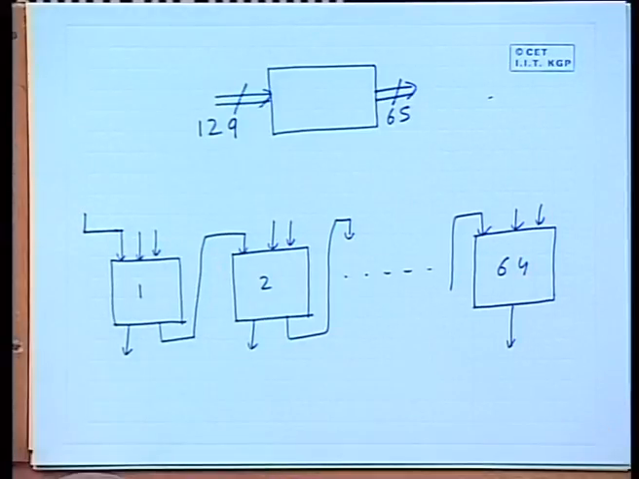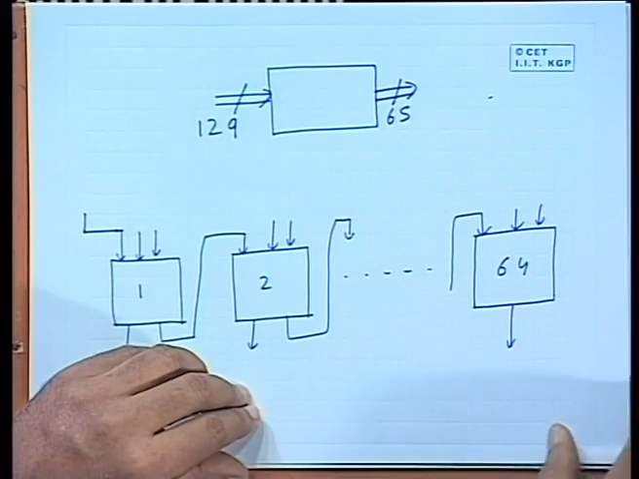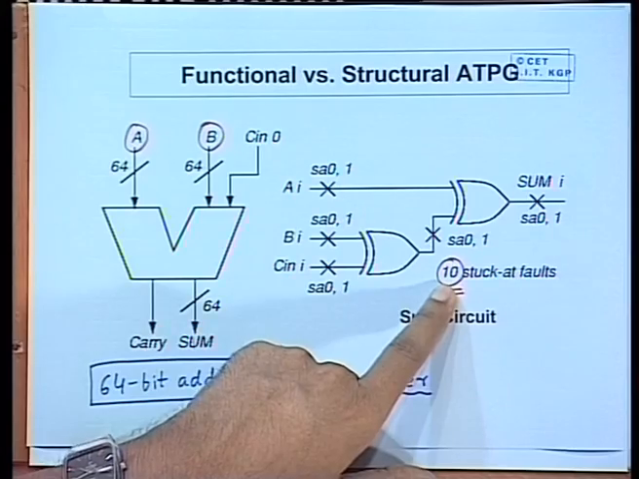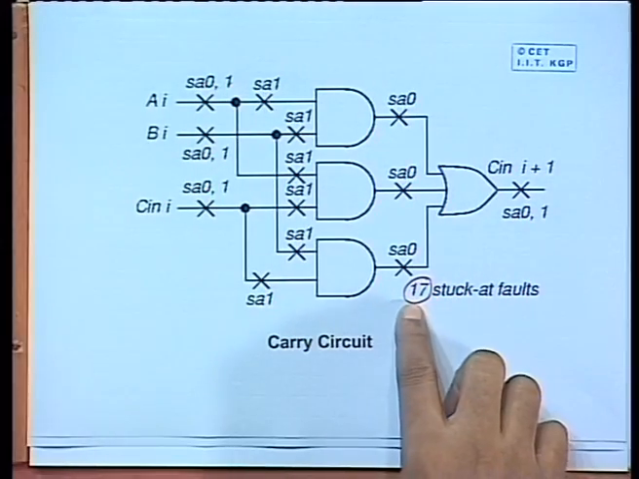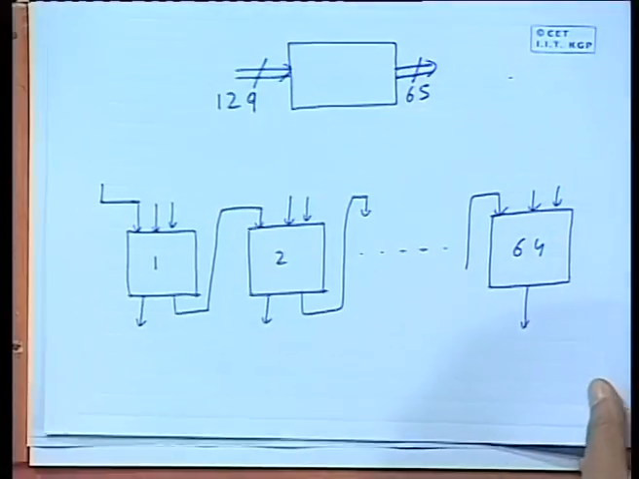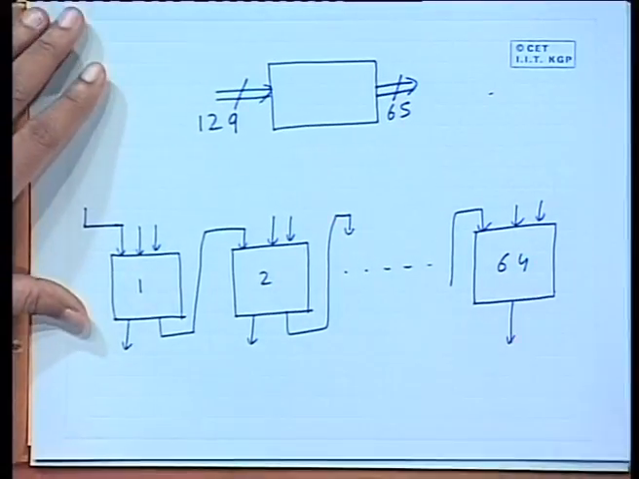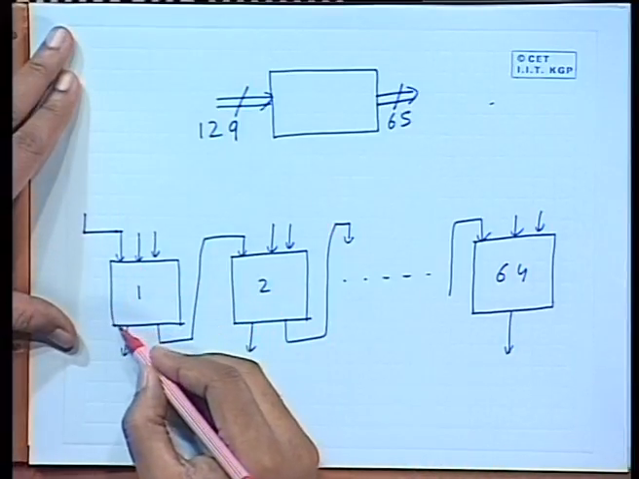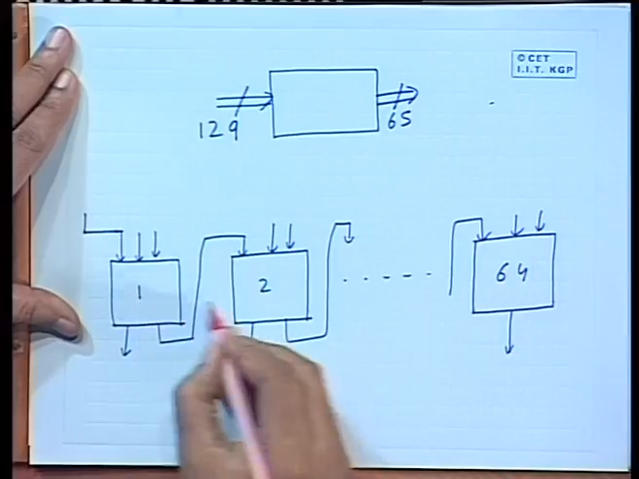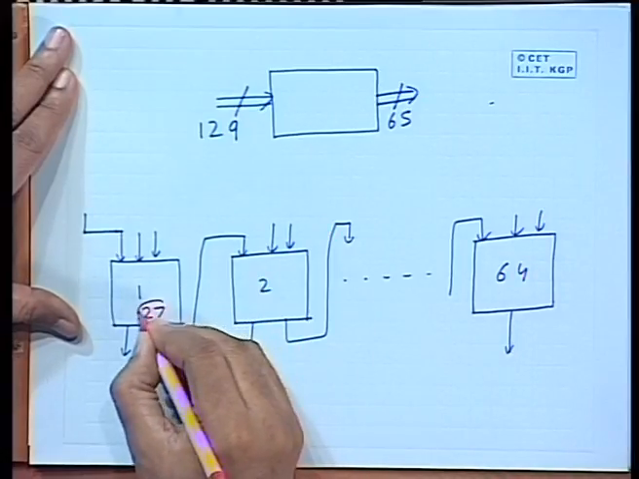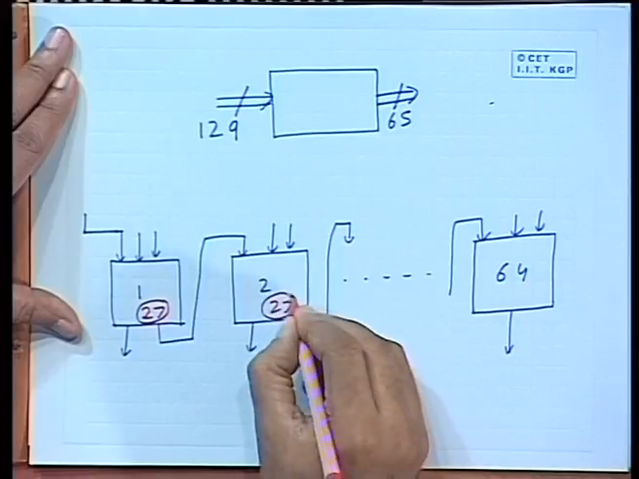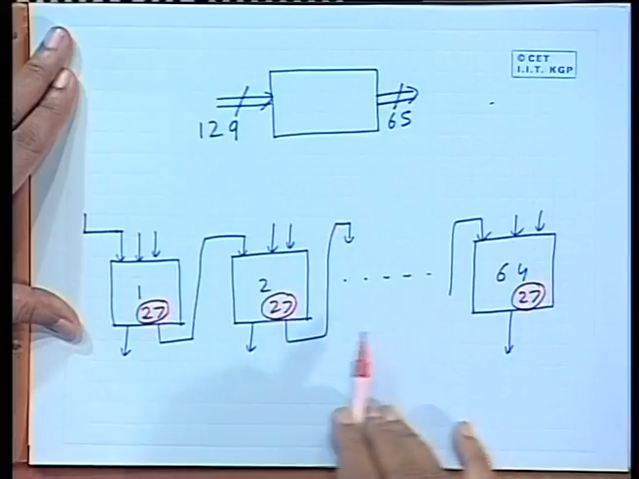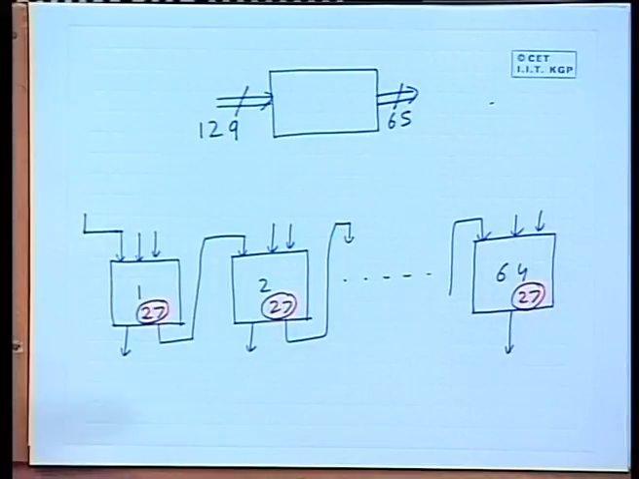Now, if we come back and look at the number of faults that we are talking about, for the sum circuit we had said there are 10 stuck-at faults, for the carry circuit there are 17 stuck-at faults. So, there are 27 stuck-at faults. So, with respect to the gate level netlist, inside each of these there are 27 possible stuck-at faults. So, this is the scenario.